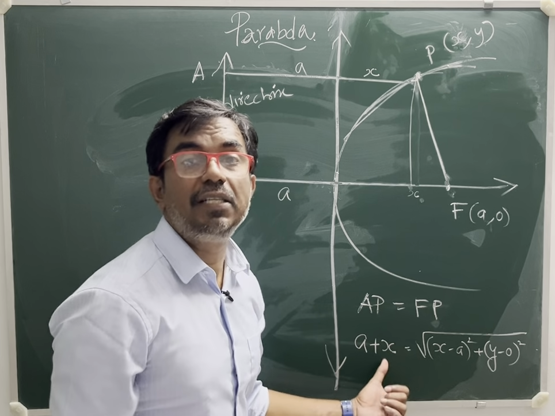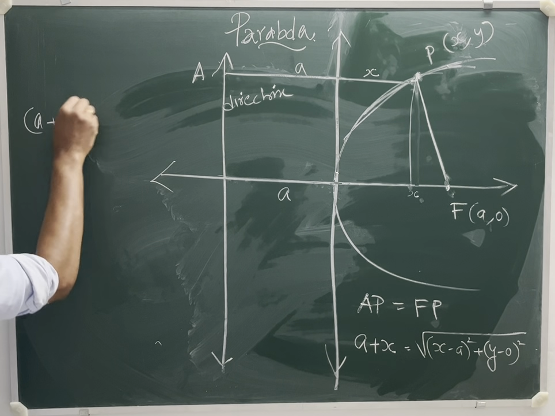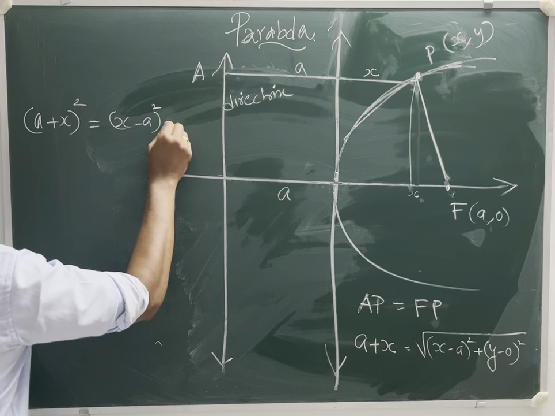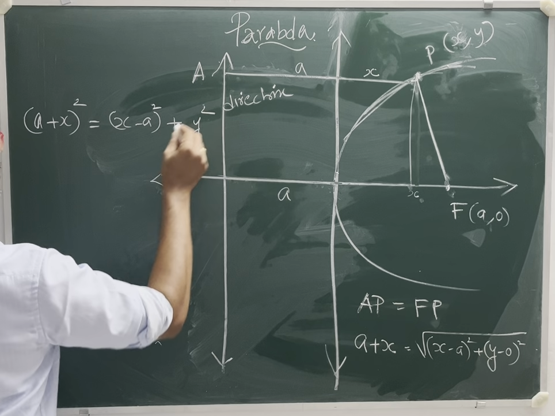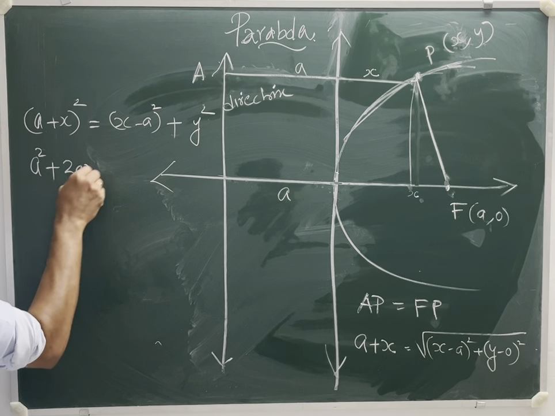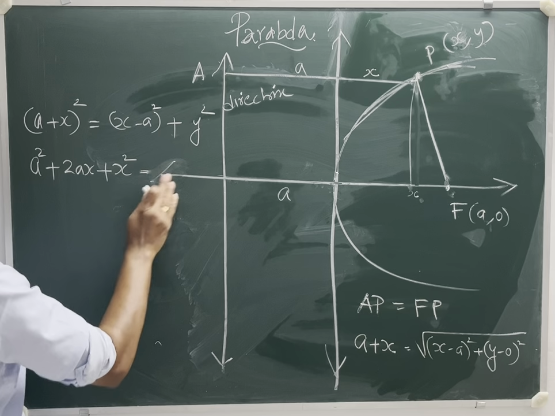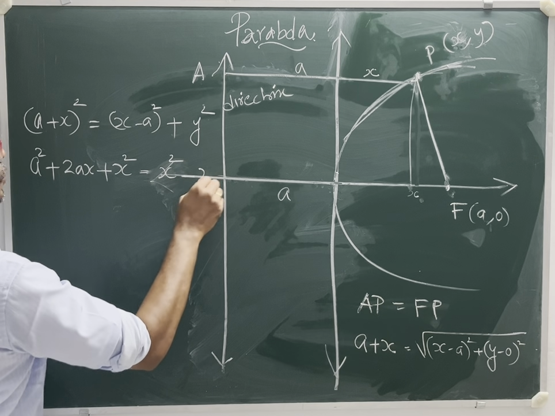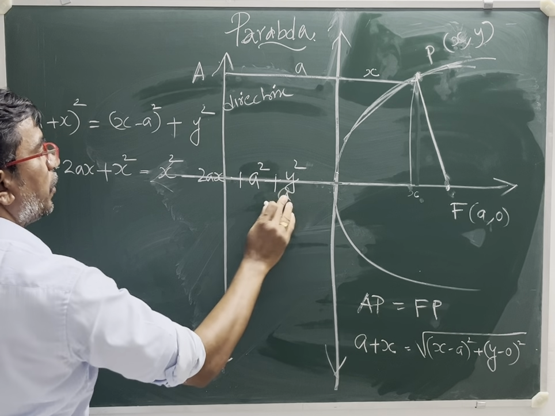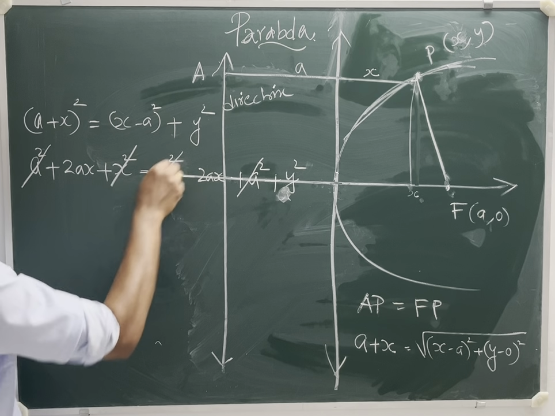I will simplify it by squaring on both sides. When I square, what do I get? A plus x the whole square is equal to x minus a the whole square plus y minus 0 the whole square, which is y square. When you expand, you get a square plus 2ax plus x square is equal to x square minus 2ax plus a square plus y square. Okay, a square cancels, x square cancels.